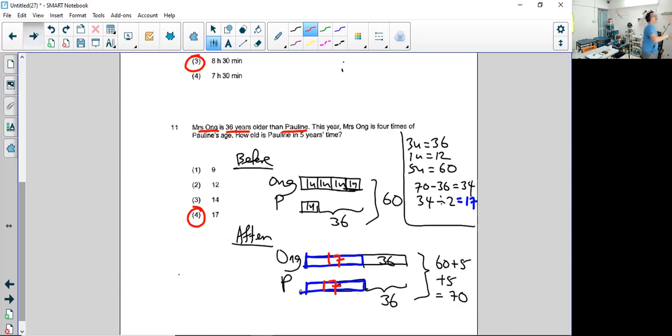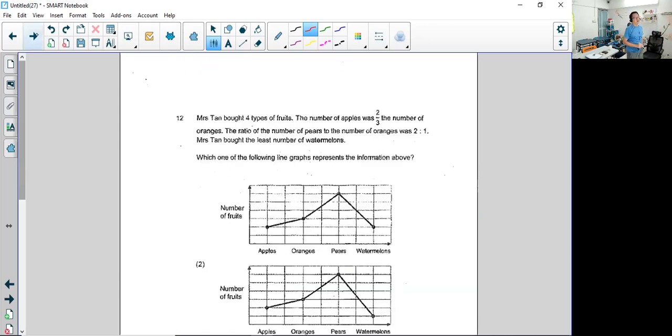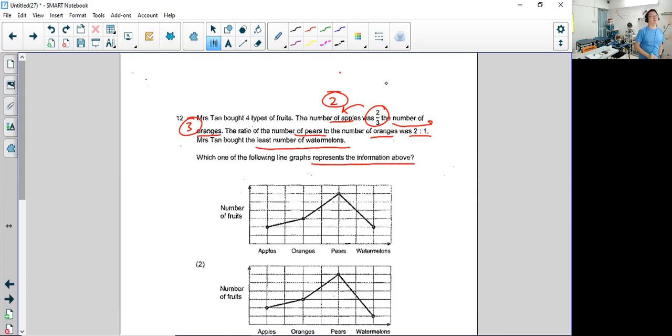Okay, let's go to number 12. You have a line graph. Mrs. Tan bought 4 types of fruits. The apples was 2/3 the number of oranges. So this is 2 units, and the oranges will be 3 units. The ratio of the pears to the oranges was 2:1. Mrs. Tan bought the least number of watermelons. Which one of the following graphs represents the information above?